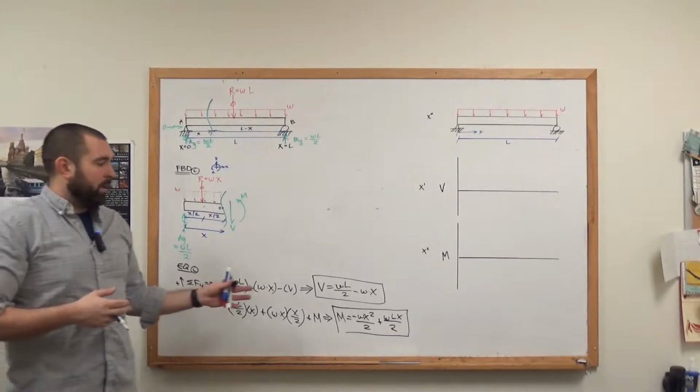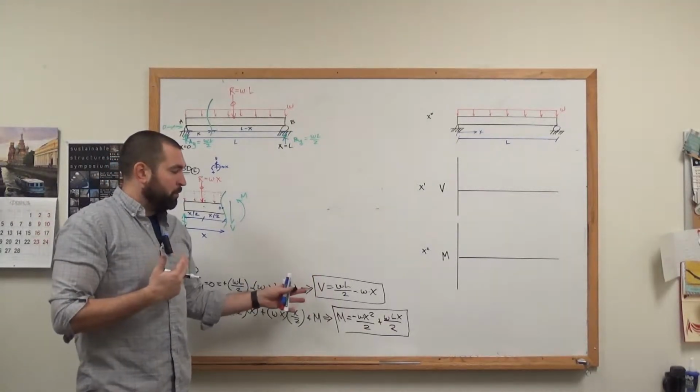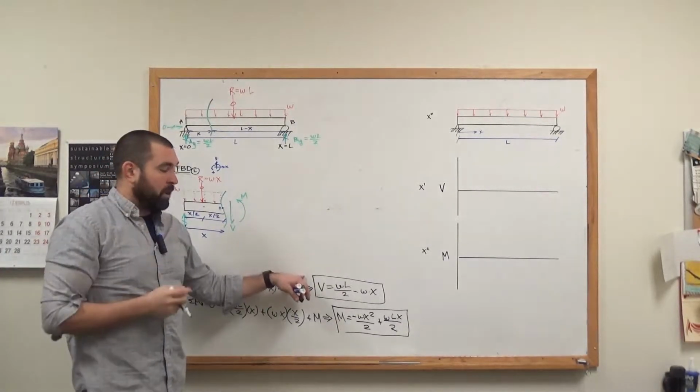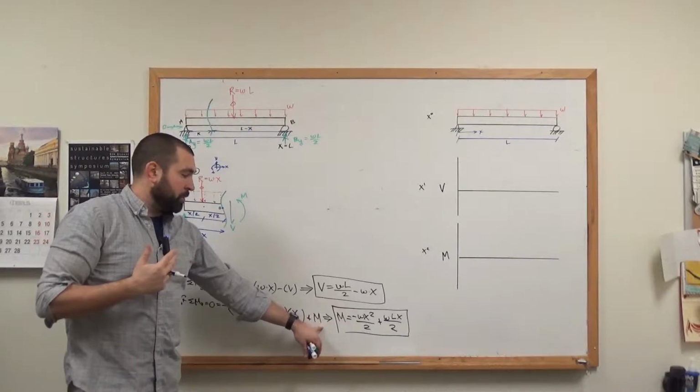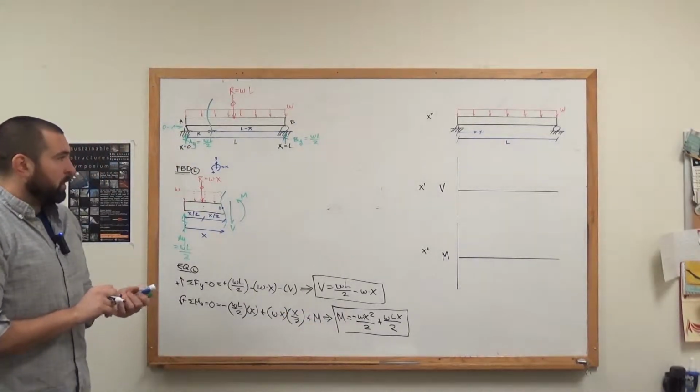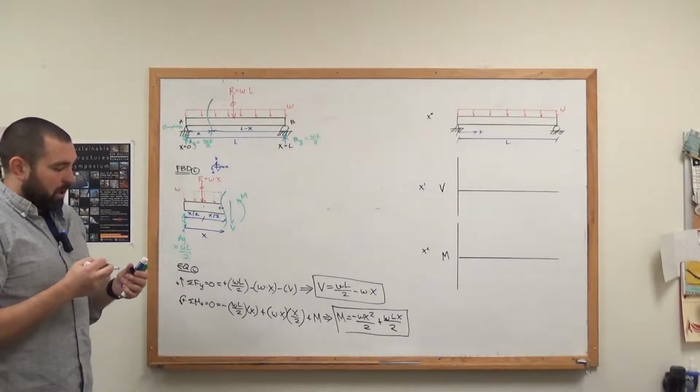You could plug in values, this is all variables, to make sure that everything is in the correct units. This should be in units of force, and this should be in units of force times distance if you want to double check your work. All right, so now we can get to the plotting part of it.